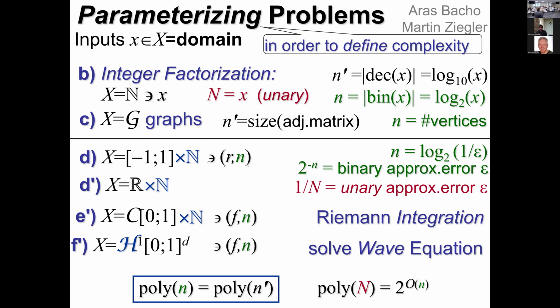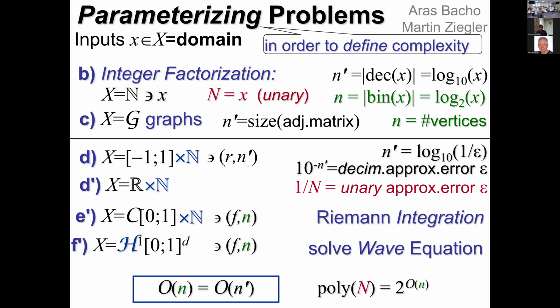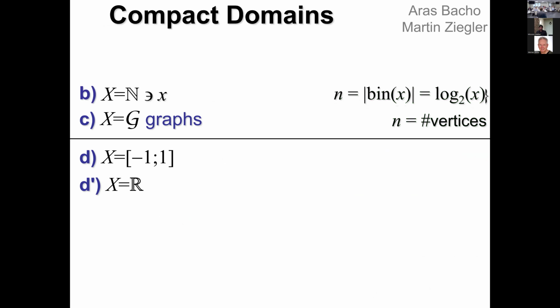So the importance of fixing a certain parameterization, two major classes being unary or binary, and the difference between binary and decimal is only linear. The difference between unary and binary is exponential. So now let's move on to problems defined over compact domains.